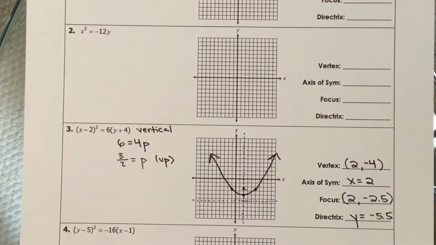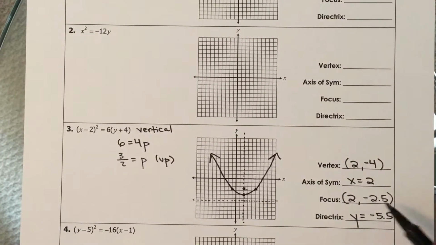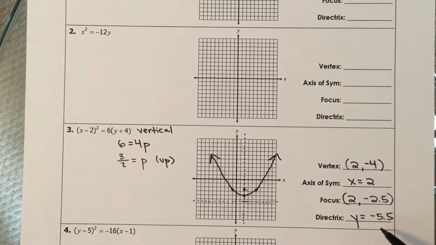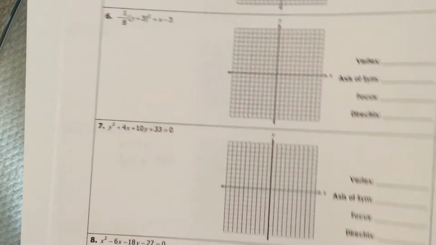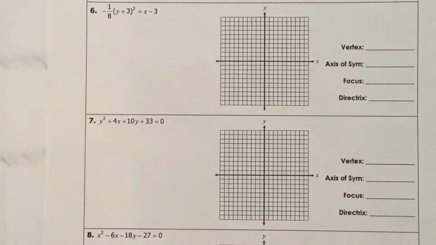You can use decimals, you can use fractions, whichever method you are more comfortable with is totally fine. So you could have used -5/2 for this and -11/2 for this, and that would work just fine as well. All right, so that was a vertical one. I want to make sure we're doing an example of a horizontal one as well. And let's do one that we have to get into standard form ourselves.